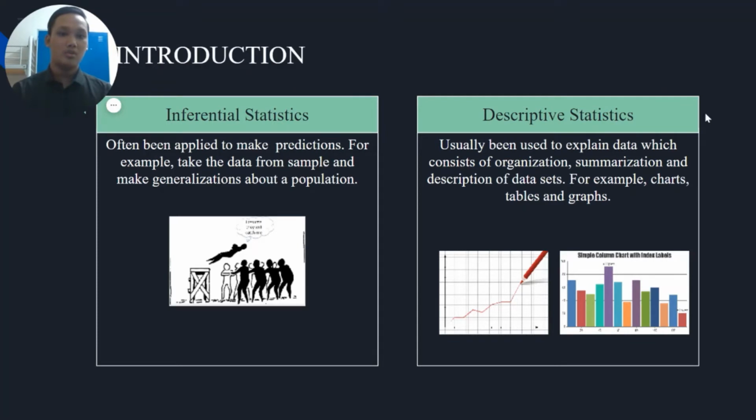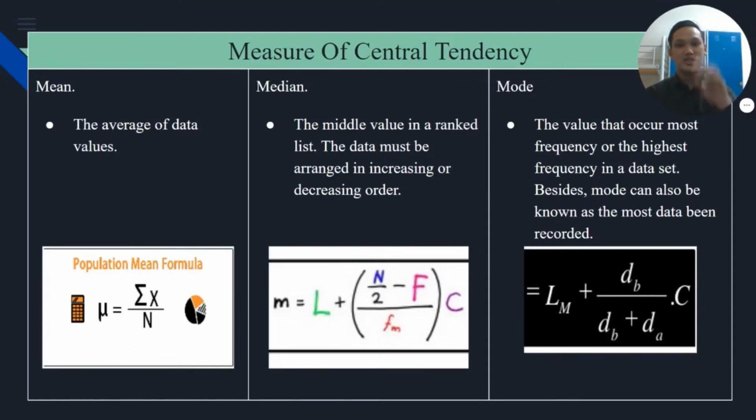But today we are going to present about descriptive statistics, which is usually used to explain data, and consists of organization, summarization, and description of data sets, for example, charts, tables, and graphs. There are three measures of central tendency, which are mean, median, and mode.